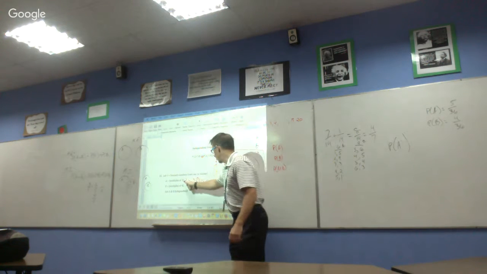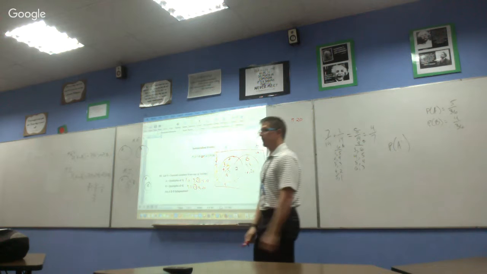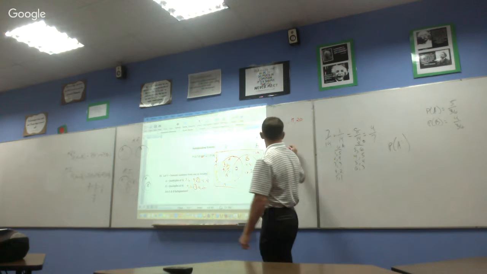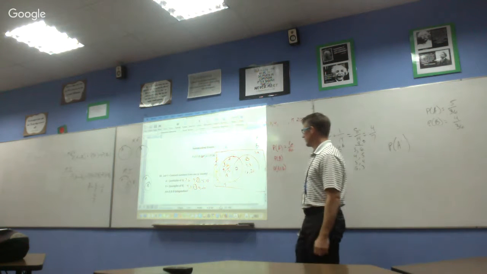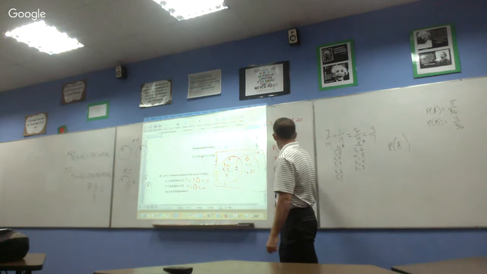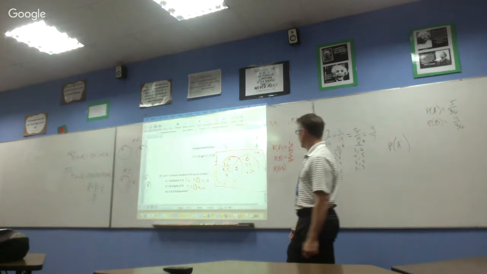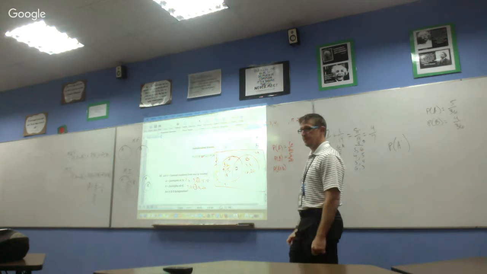Well, you've got 1, 2, 3, 4, 5, 6 out of how many possible? 20. What's the probability of B? 5 out of 20. What's the probability of A intersect B? 1 out of 20.